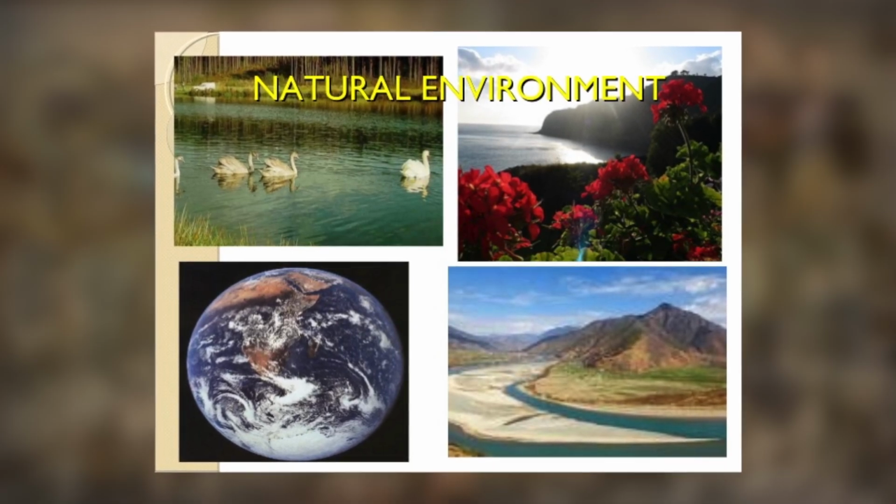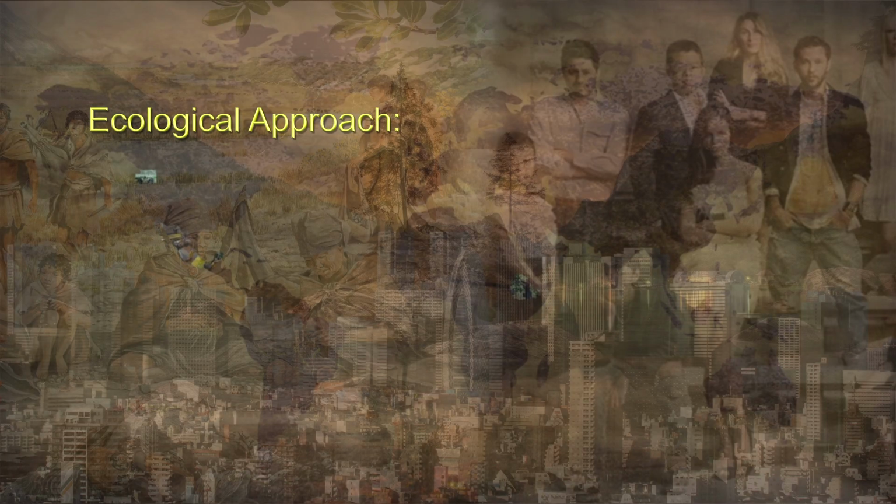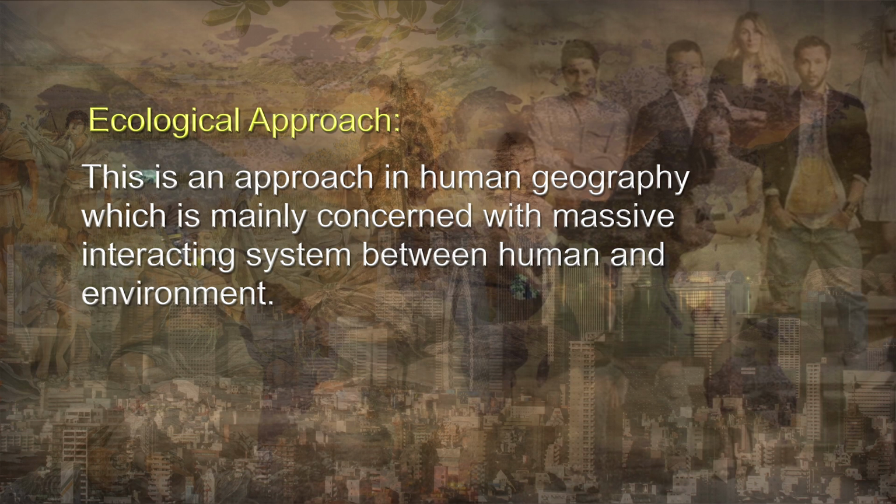with the natural environment. The contemporary approaches in human geography are the ecological approach, spatial approach, behavioral approach, humanistic approach, welfare approach and Marxist approach. The ecological approach is an approach in human geography which is mainly concerned with the massive interacting system between human and environment.